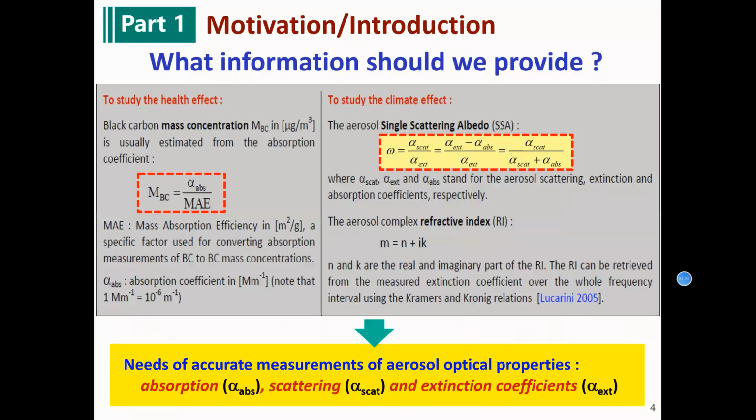But what kind of information should we provide? To study the health effect, the mass concentration is very important. It can be determined by the mass absorption efficiency and the absorption coefficient. To study the climate effect, the aerosol single scattering albedo is very important, which can be determined by the scattering and extinction coefficient. And the aerosol complex refractive index can be determined by the extinction coefficient. Therefore, we need to provide accurate measurement of aerosol optical properties, including absorption, scattering, and extinction coefficient.